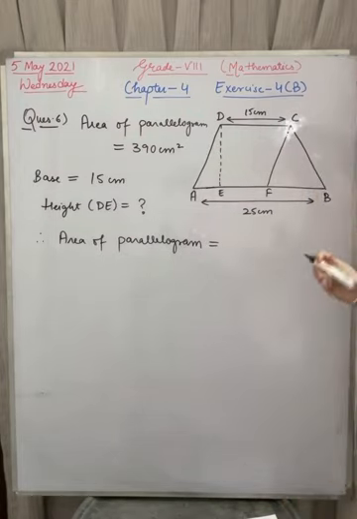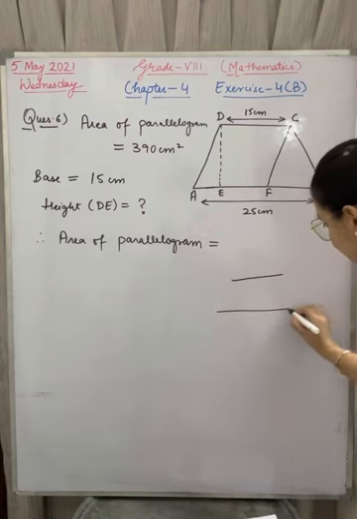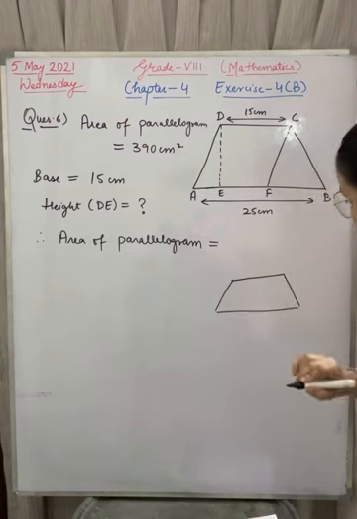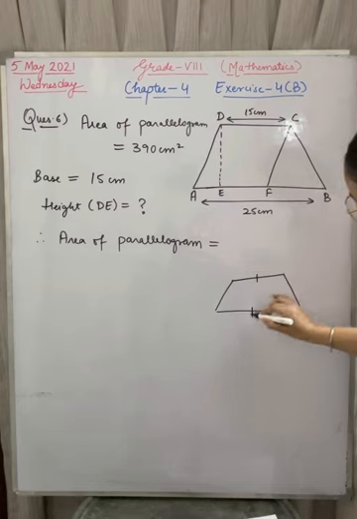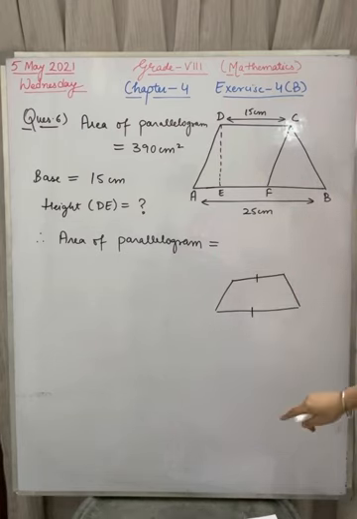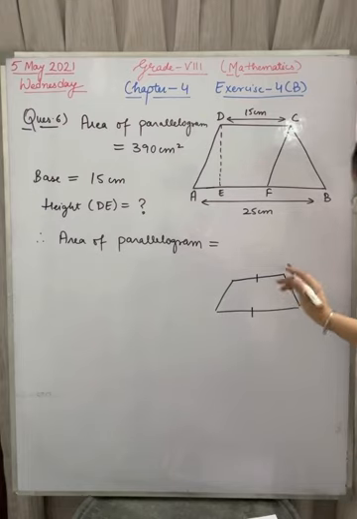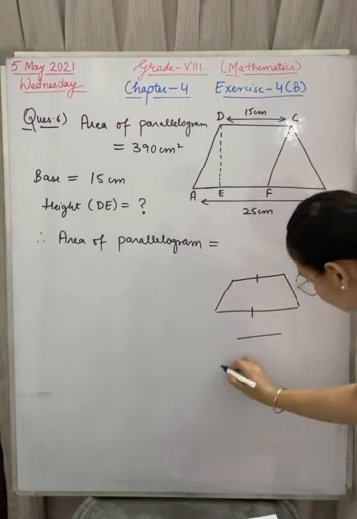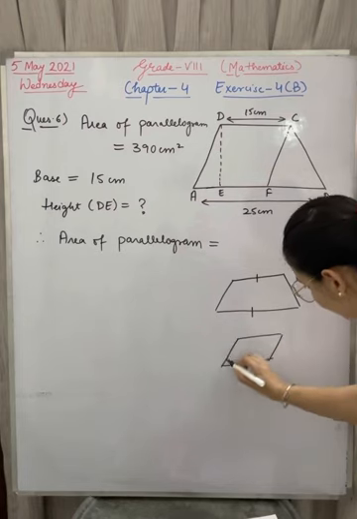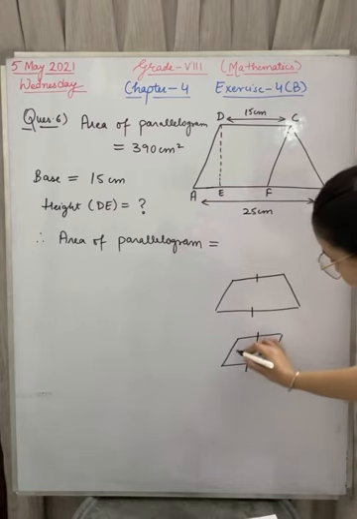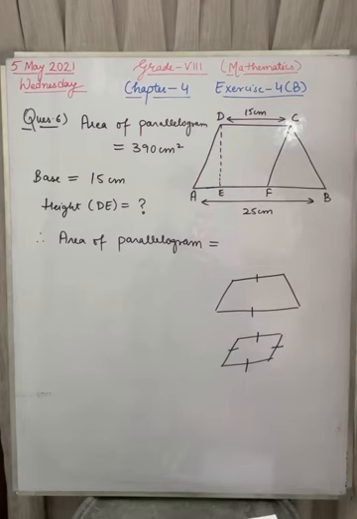Yesterday I told you that this is a trapezium. A trapezium has 2 sides parallel, the opposite sides. These 2 sides are not parallel, only these 2 are parallel. This is a parallelogram. In a parallelogram, this side is parallel to this side and this side is parallel to this side. All the opposite sides are parallel in a parallelogram, and in a trapezium only these opposite sides are parallel.